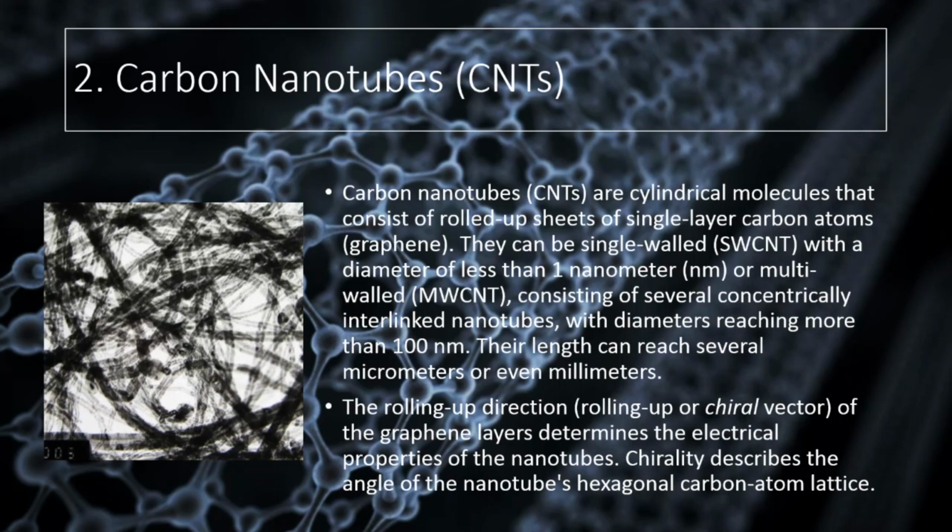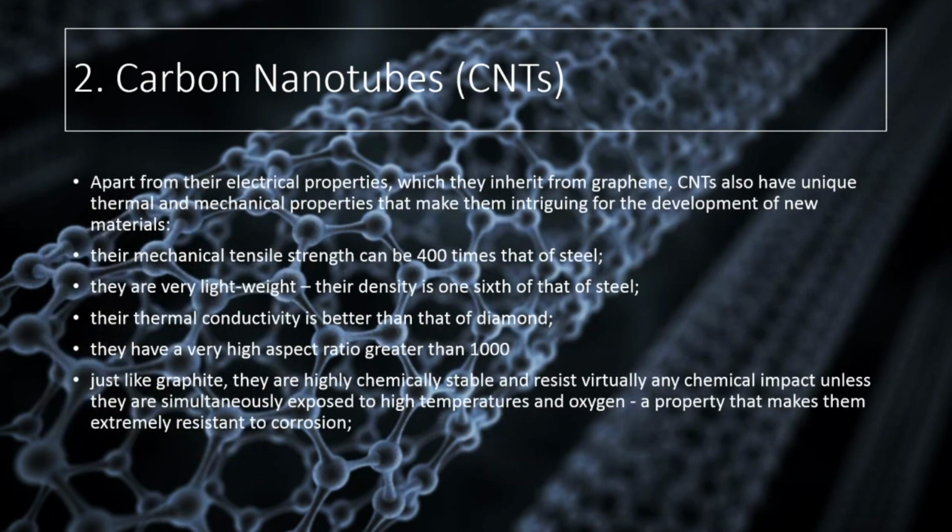The rolling up direction of the graphene layers determines the electrical properties of the nanotubes. Chirality describes the angle of the nanotube's hexagonal carbon atom lattice. Apart from their electrical properties, which they inherit from graphene, carbon nanotubes also have unique thermal and mechanical properties that make them intriguing for the development of new materials.